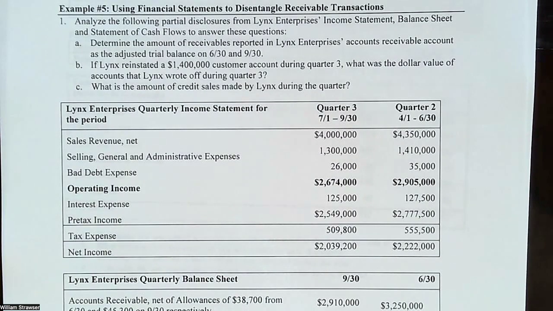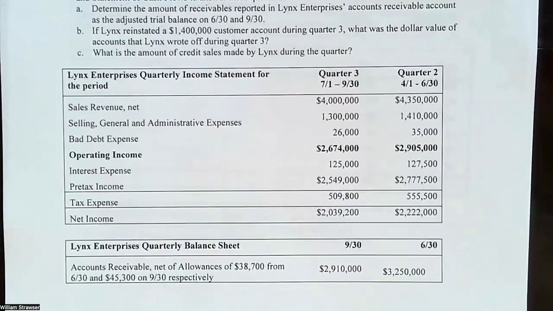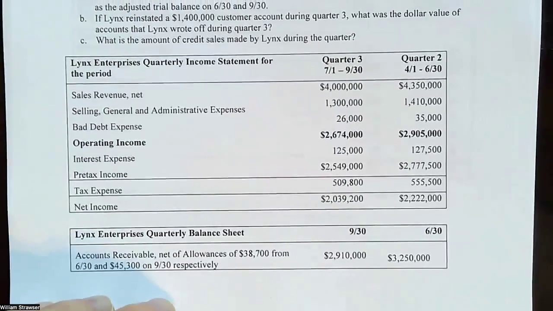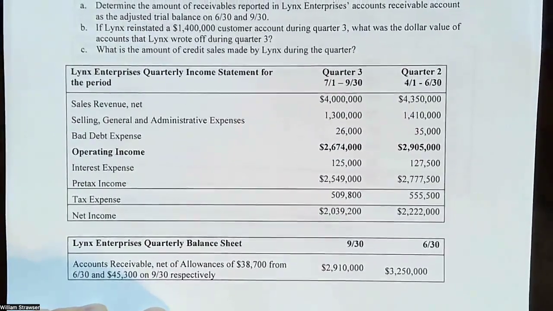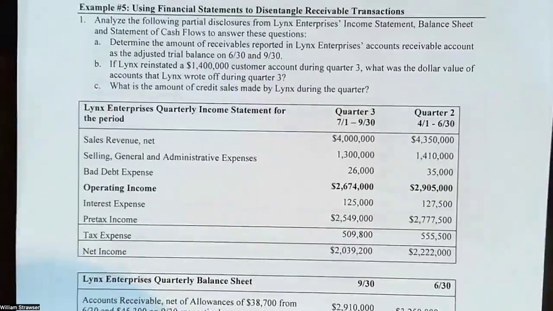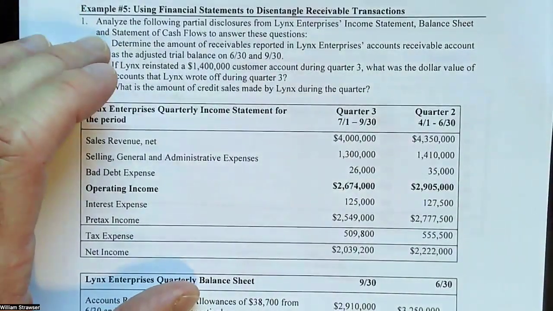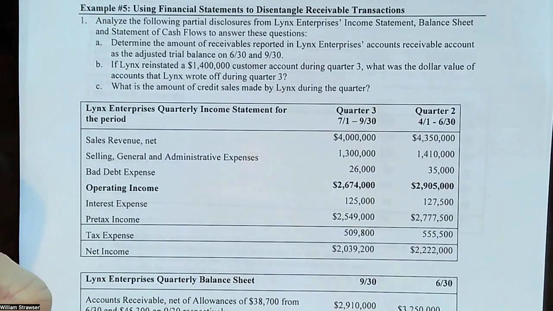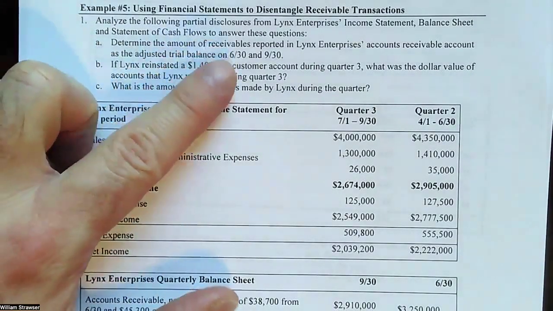Notice that rather than give you the blow by blow of every transaction that happened over a period of time, I simply provide you with some financial statement data that would be reported for a company reporting across 2 quarters. So basically, we have Links, which is a company, and its quarter 2 and quarter 3 results. And the first question asks you to determine the amount of receivables reported in Links Enterprises accounts receivable account as the adjusted trial balance on 6/30 and 9/30.